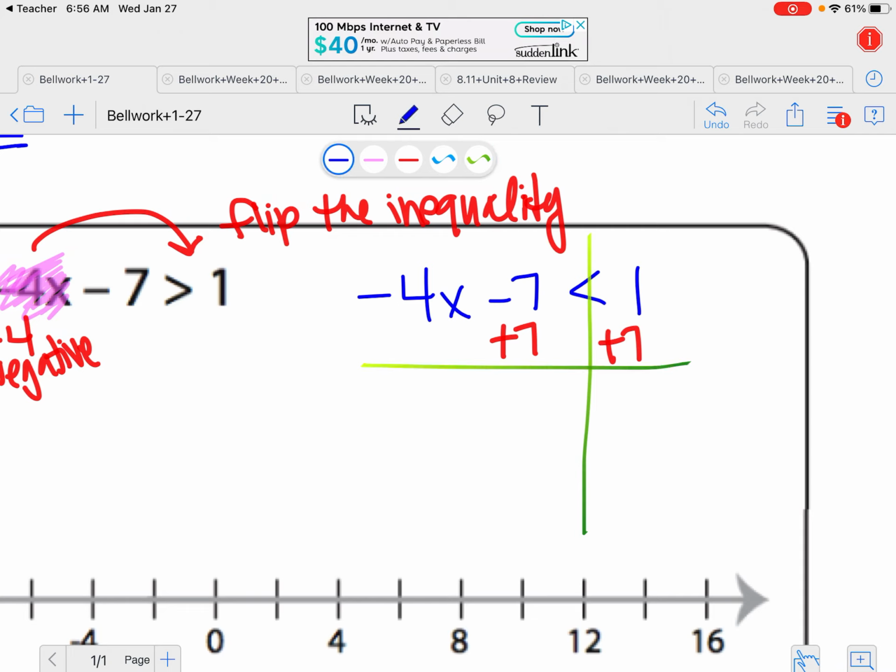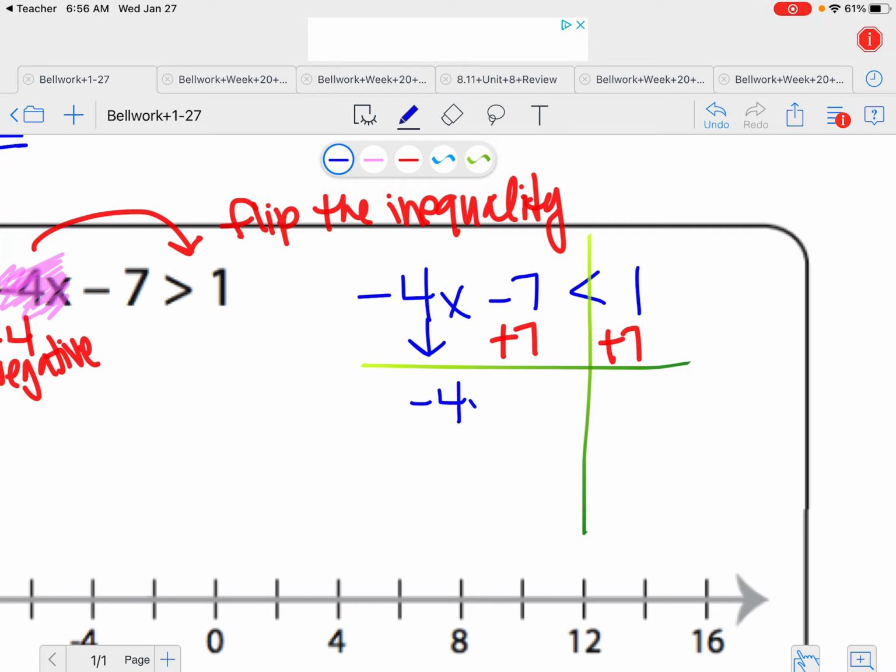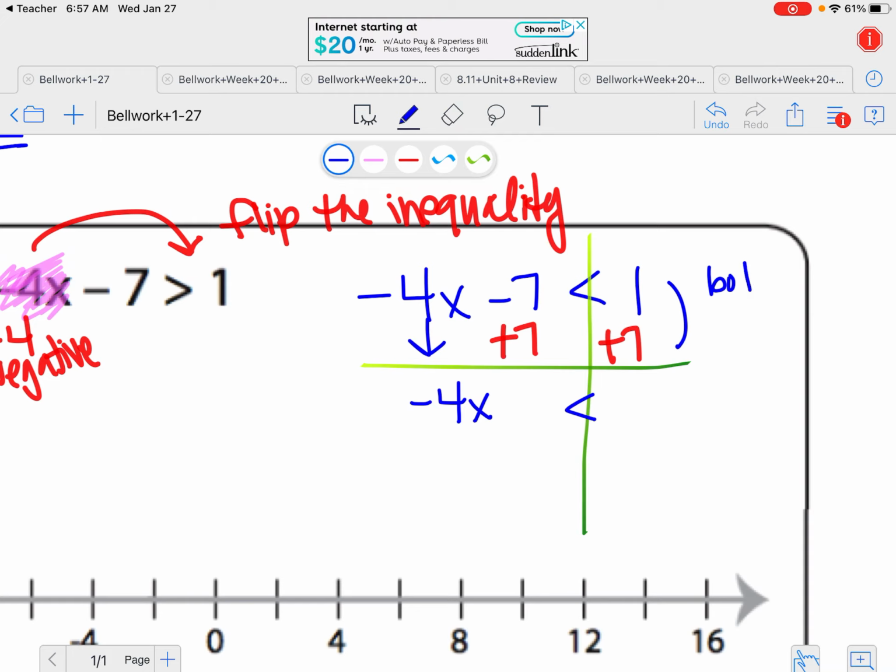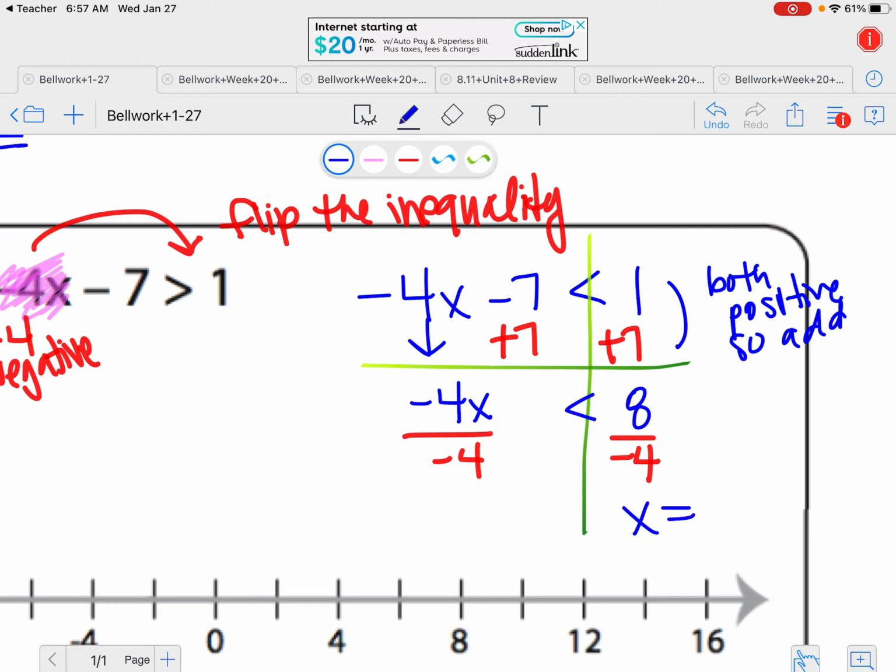Then I can bring down my -4x. I can bring down my sign because I've flipped it and now it's going the way it should. And then 1 and 7, these are both positive, so I should add them. One plus 7 is 8. Then the last step is divide by the number that's with your variable, which is -4. And x is now going to be 8 divided by -4, it's 2.